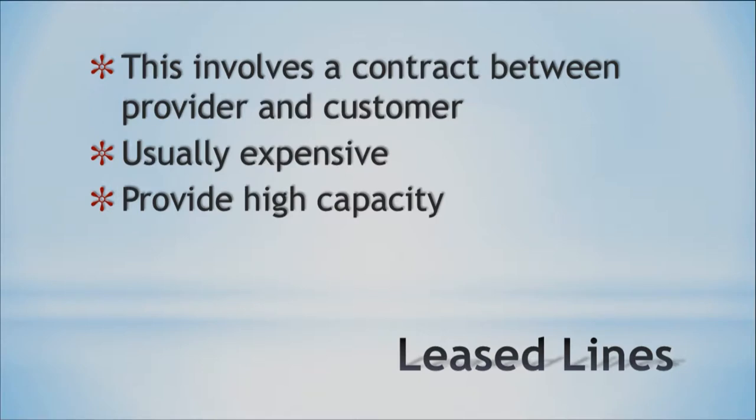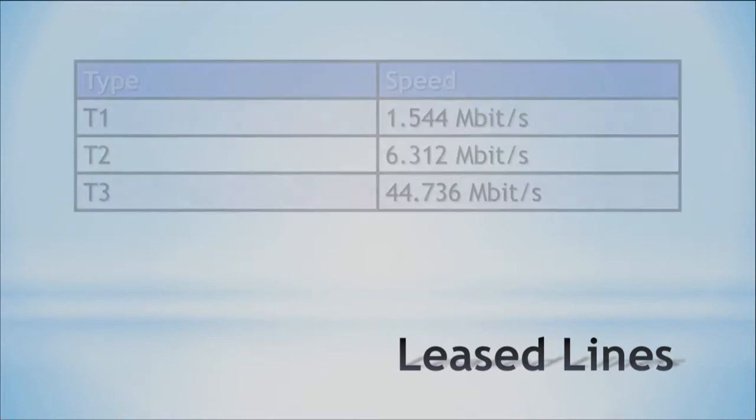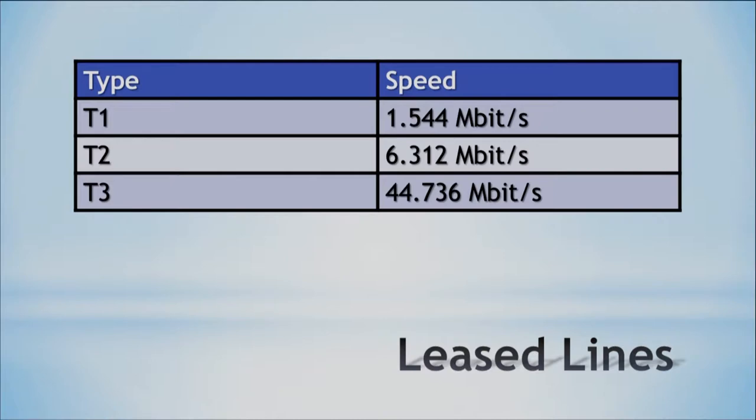On the next slide, we can see some different speeds. We have a T1, which is about 1.5 megabit per second, then a T2, which is about 6.3 megabit per second, and then a T3, which is 44.7 megabit per second. If you look at a T3, that's a lot of bandwidth available to us. So you can see why you get into a contract, so you're guaranteed that's what you're going to be receiving.